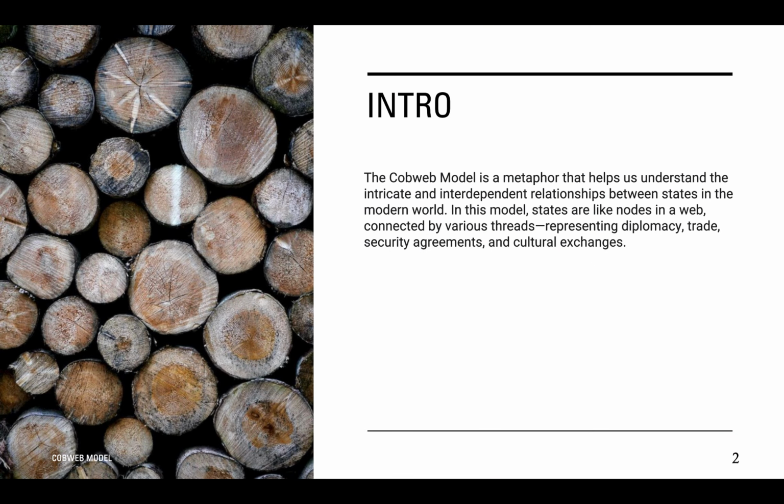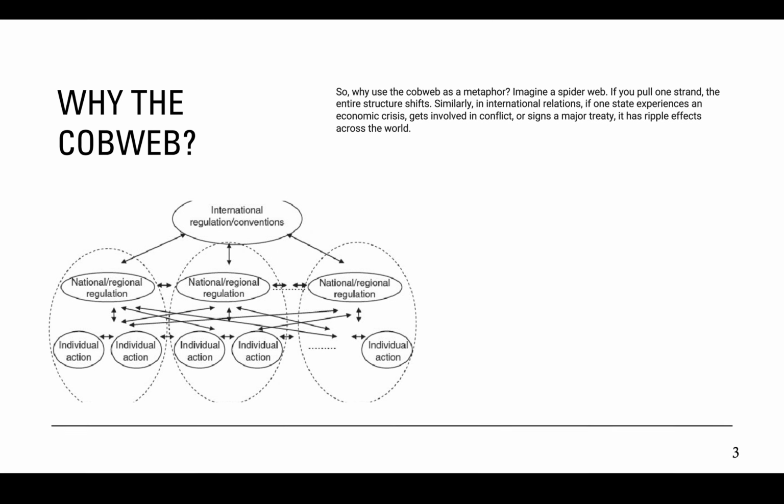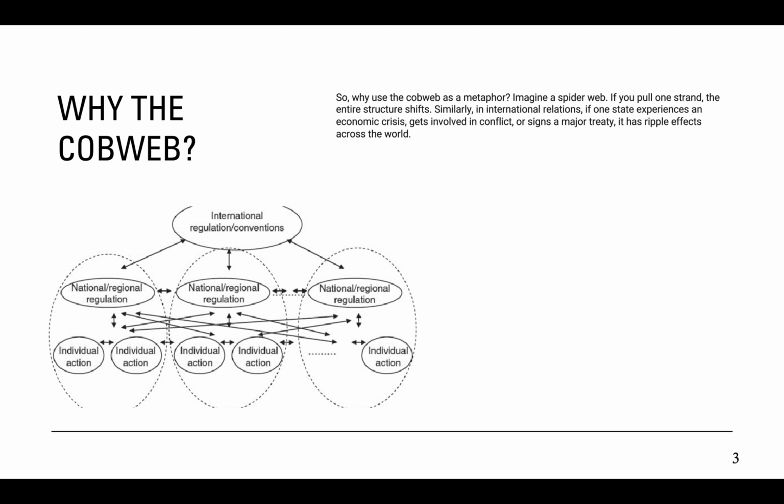Firstly, what is a Cobweb model? It is a metaphor that helps us to understand the intricate and interdependent relations between states in the modern world. In this model, states are like knots in a web connected by various threads, representing diplomacy, trade, security agreements, and cultural exchanges. This concept was developed to show how countries are no longer isolated players in the global arena. Instead, they are deeply interconnected, and the actions of one state can easily influence others. The model challenges older theories like realism, which often focused on states as independent, self-interested entities.